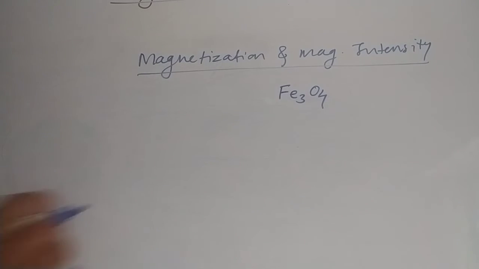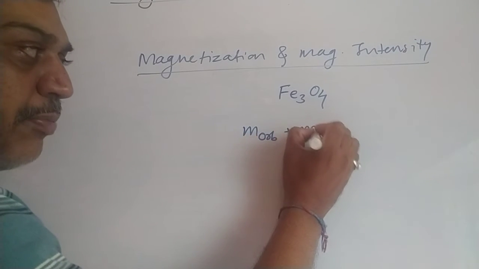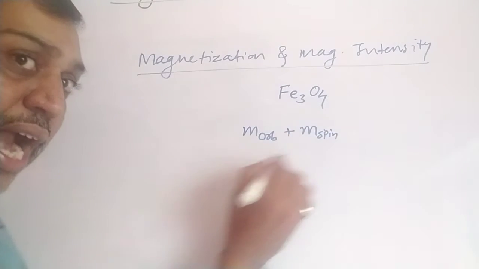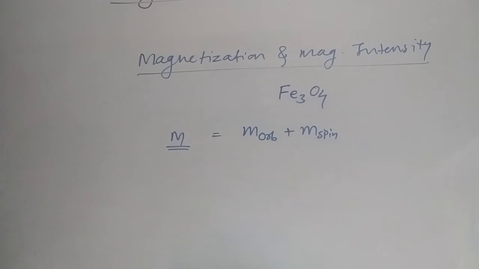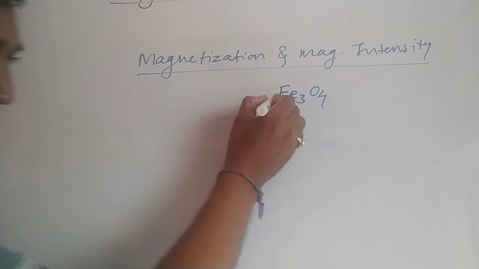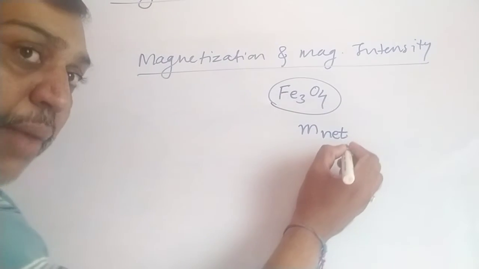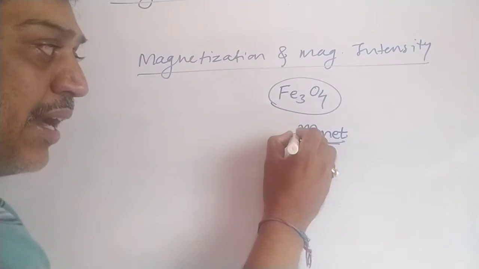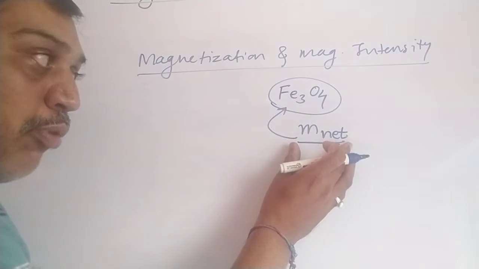We have found the orbital magnetic dipole moment, m orbital, and when we find the spin magnetic moment and add both of them, we get the resultant magnetic dipole moment, m orbital plus m spin. Now here what we have to learn is that the material Fe3O4 has a resultant magnetic dipole moment. Suppose this material has a net magnetic dipole moment represented by MNET. It is not cancelled out, so it has a resultant net magnetic dipole moment.